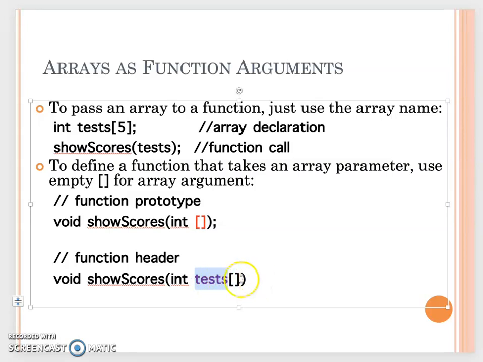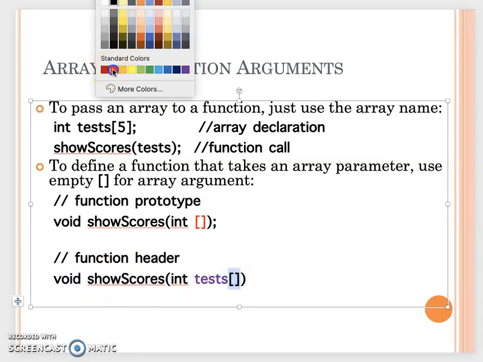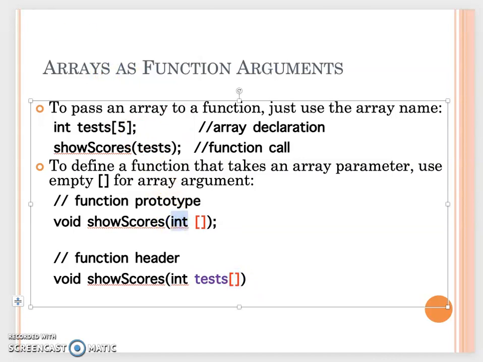But this array variable name is defined for the function. On the other hand, this name is what we use for the parameter in the show scores function. Here, let me make it red. The whole thing, that means the data type. So the array data type is int with the square bracket. Then this test actually is the parameter name.